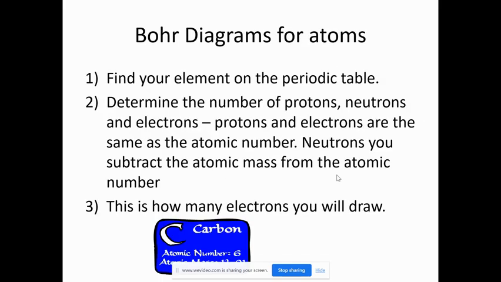Let's take a look at how we draw an atom. Okay, remember atoms are neutrally charged, so the number of protons and the number of electrons is the same. Number of neutrons is taking the atomic mass and subtracting from that the atomic number to figure out how many neutrons we have. Okay, so finding the element on the periodic table using that information, and we want to know how many electrons are we going to draw. Well, like I said, it's the same as the atomic number when we're looking at atoms.